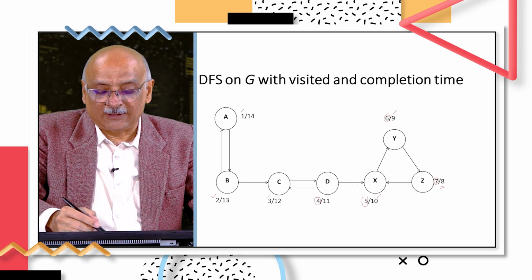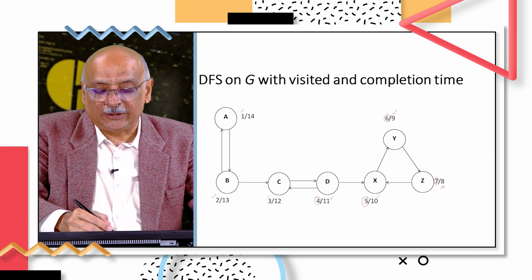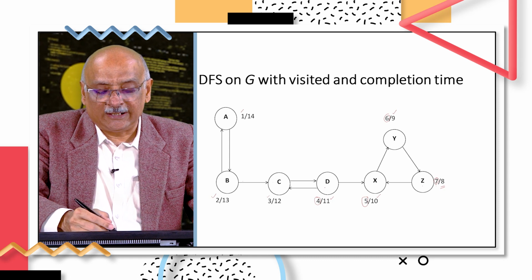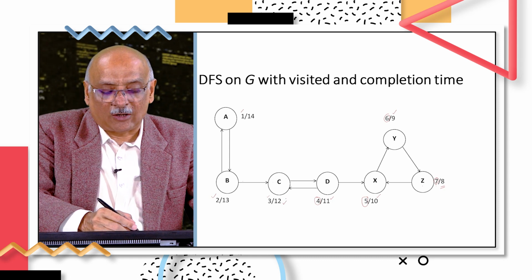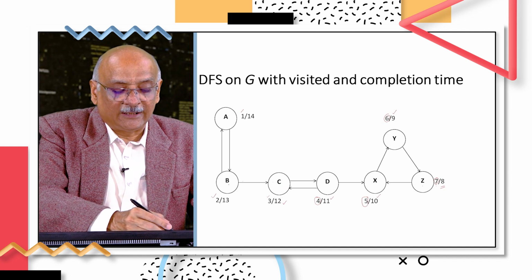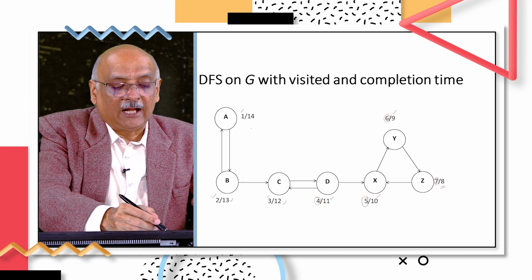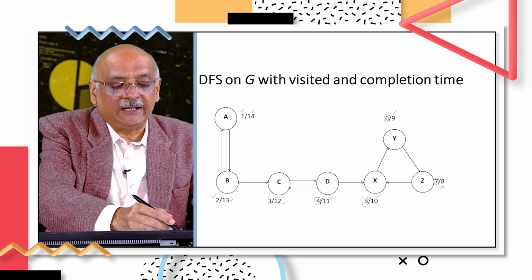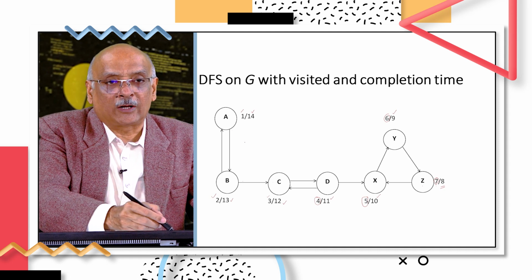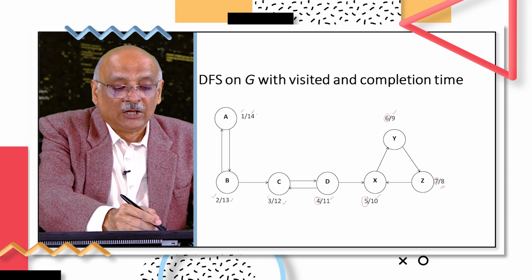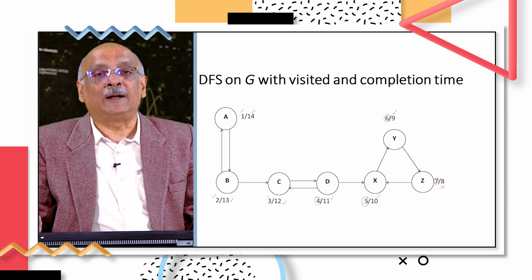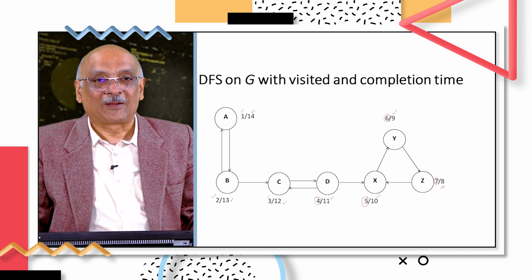For D, once again, it is the same way, it is going to be 11. This has already been visited. So the completion time of C's call is 12. Then B's call is 13. And finally A, since there are no more edges coming out of A and no more vertices to be visited, the completion time of A becomes 14.